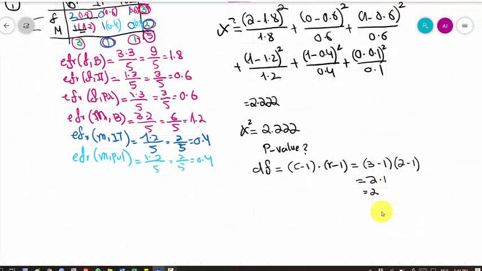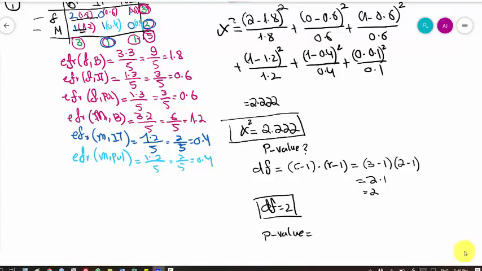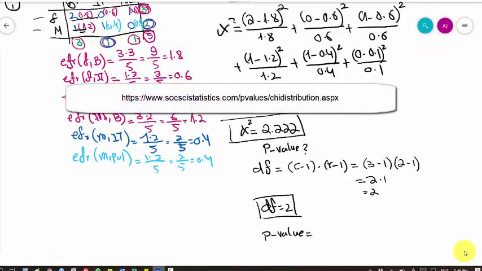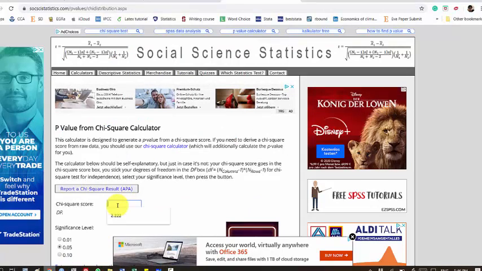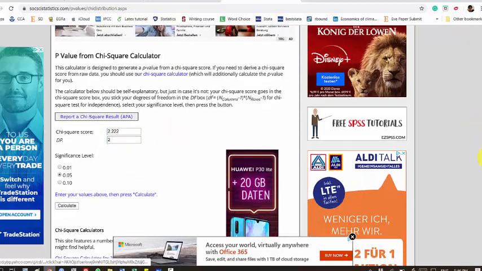Now, with these two values, the value of the chi-square statistic and the degrees of freedom, which is equal to 2, I can find the p-value. In order to calculate the p-value, we use an online calculator of the p-value, where I need this chi-square statistic value as well as the degrees of freedom. I go to the website, I enter here the chi-square value, which is 2.22, and the degrees of freedom, which is 2, and you ask the calculator to calculate the p-value for you.